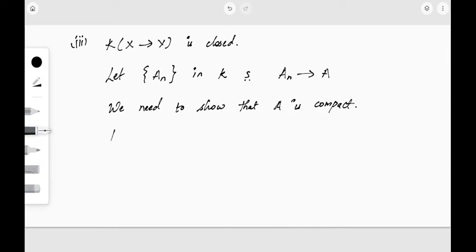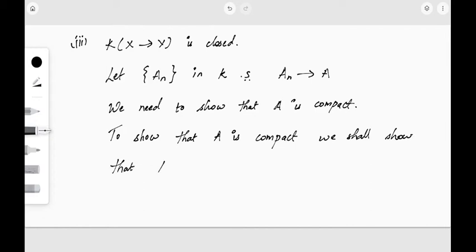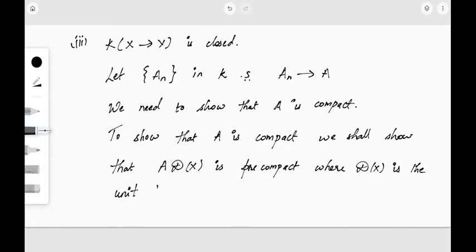Now to show A is compact, we have done this before, we shall show that A D(X) is pre-compact, where D(X) is the unit ball. So this is how we are going to proceed in our proof.